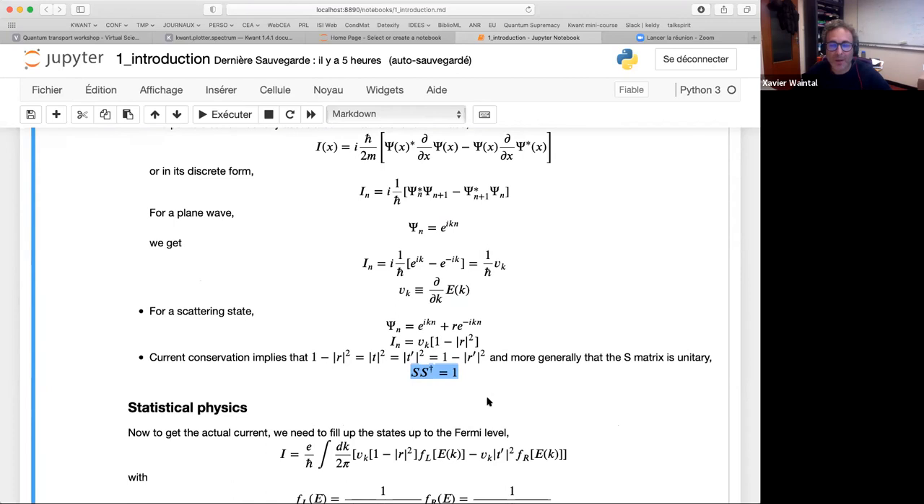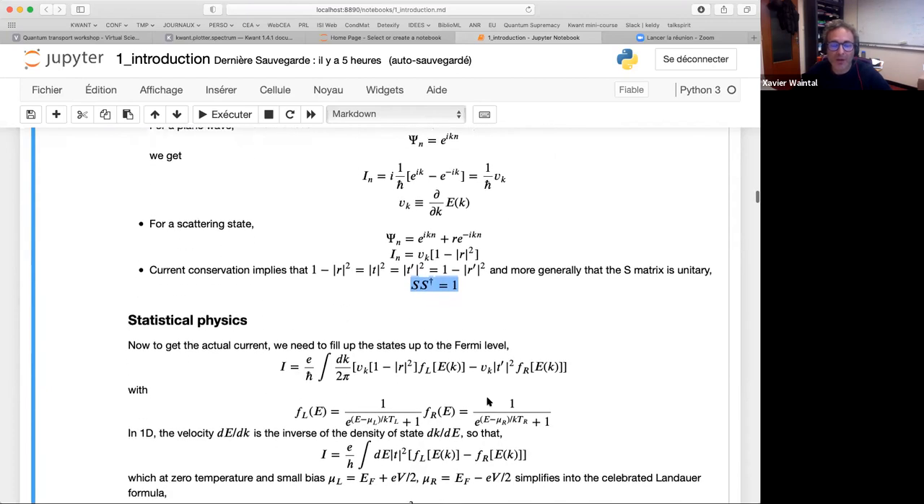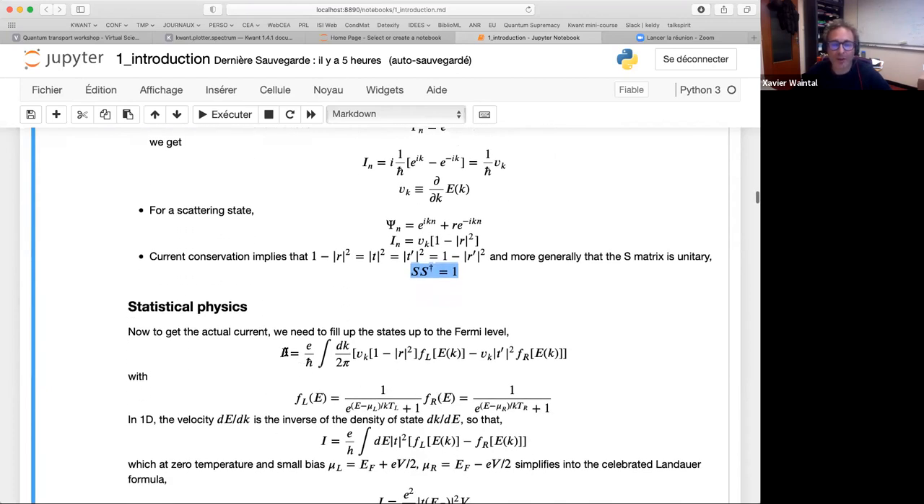So we have the current, and now we just need to fill up the states. So this is my current I. Now this is a real current. Before it was a current per state. Now I want to have the real one, the one I will observe in the lab. And I just integrate over momentum, all possible momentum of incoming state, times Fermi function for the corresponding lead, times the corresponding current that I just calculated. And I do the same for the right lead with a different Fermi function. So you see here, FL and FR are Fermi functions with different potential, mu, and possibly also a different temperature.